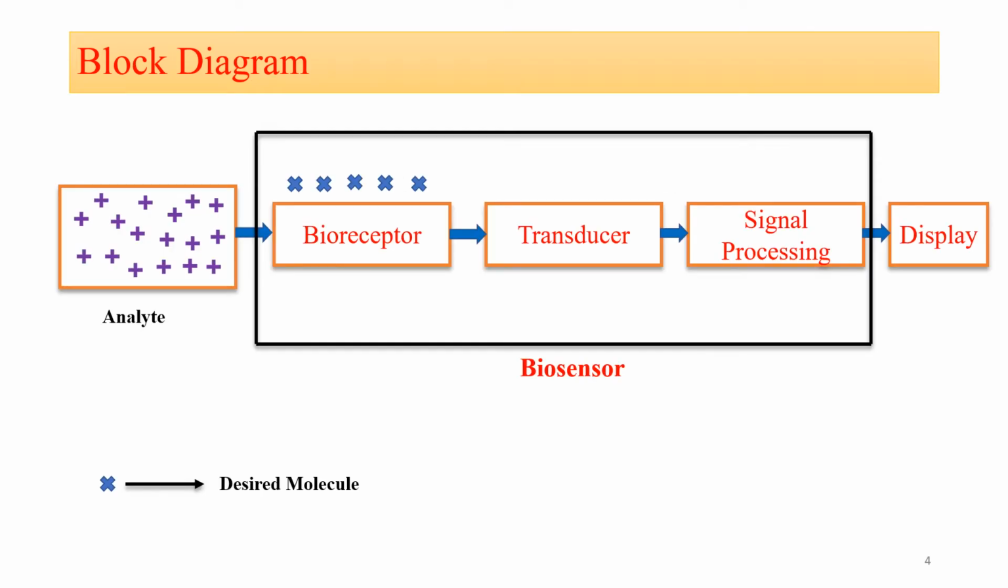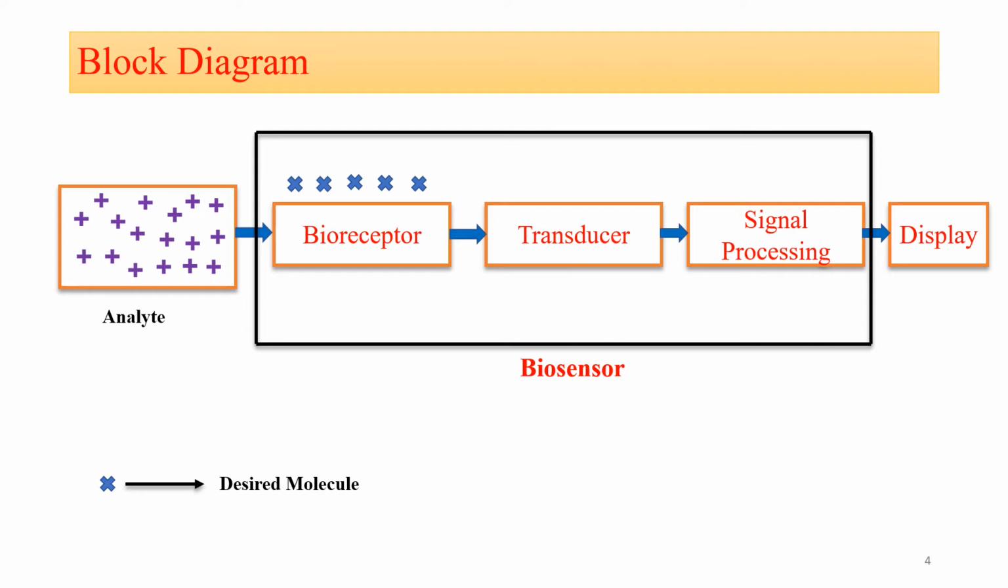Now let's see the block diagram of the biosensor. If you see the block diagram, it basically consists of three main components, that is analyte, the bioreceptor and the transducer. Now, what is analyte? Analyte is a substance of interest that needs detection. For instance, glucose is an analyte in a biosensor designed to detect glucose.